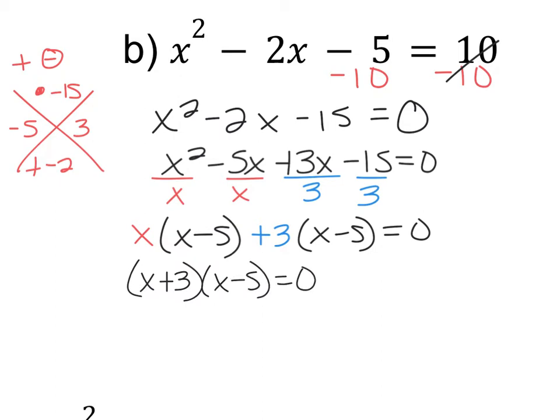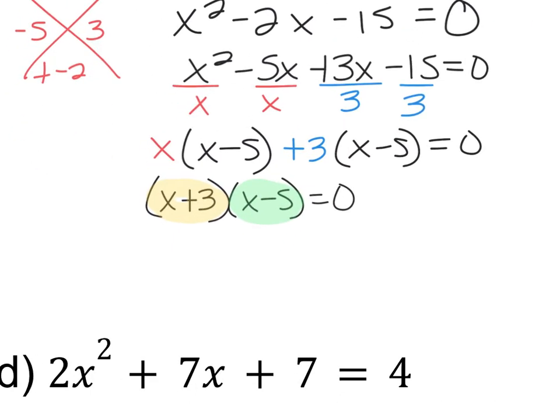All right, so we have it in factored form. Sweet, we've done the hard part. Let's go to the easy part. You set each piece equal to 0. So this is going to be x plus 3 equals 0. So you would minus 3 minus 3. So x equals negative 3.